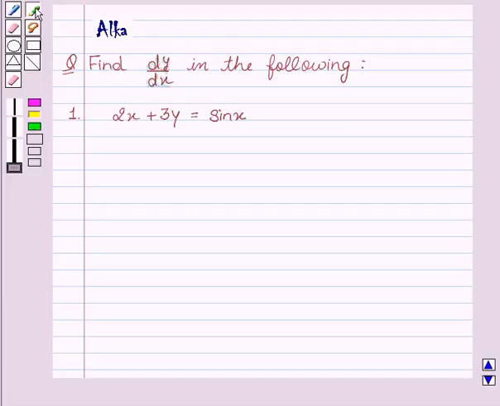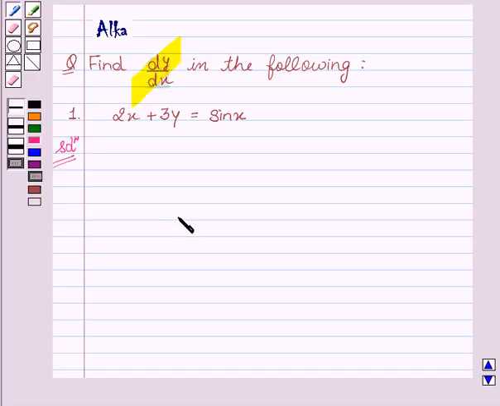I am Alka. I am going to help you find dy by dx in the following, that is 2x plus 3y equal to sin x. Now let's begin with the solution. Our given equation is 2x plus 3y equal to sin x.